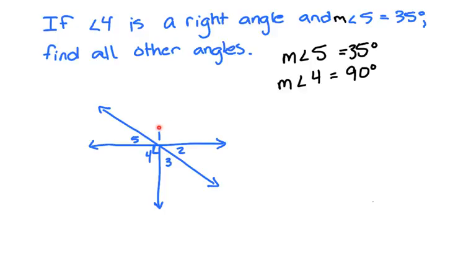If we look at angle 5 and angle 1, we can see that they lie on the same line, meaning they are a linear pair. And linear pairs are supplementary. That means they add up to 180. So we can find the measurement of angle 1 by saying 180 degrees minus our angle 5, which is 35. And subtracting those, we get 145 degrees. And there we got a measurement of angle 1. Okay, so now let's look at the measurement of angle 2.